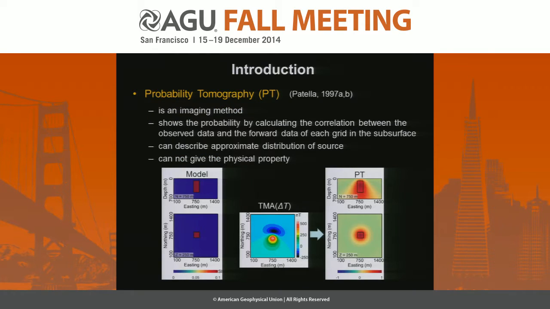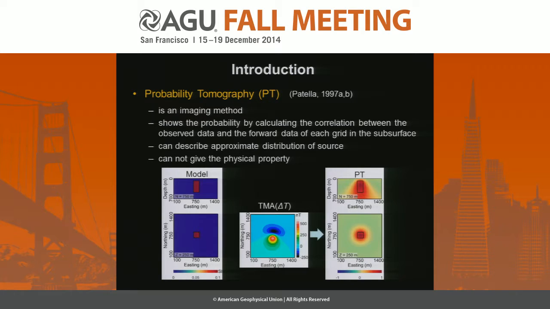It's probability tomography. This method is also an imaging method, and it can describe the approximate distribution of the source, but cannot give us the physical property. We also use the model as an example, and the middle figure is the total field magnetic anomaly caused by the model, and the right figure is the probability tomography of the TMA, and we can see that the PT result can describe the source, but not exactly.